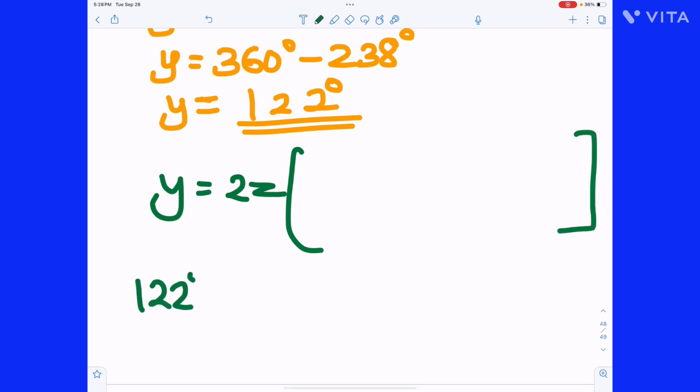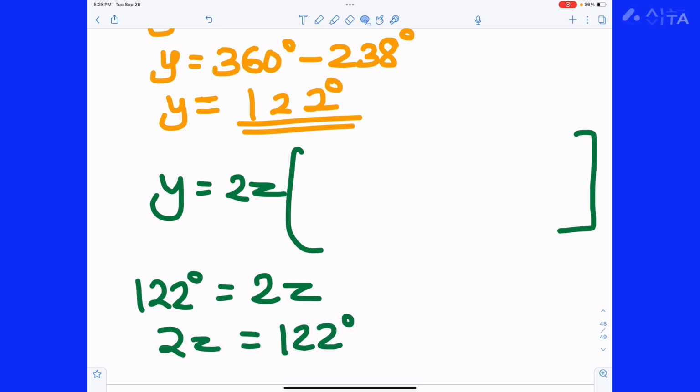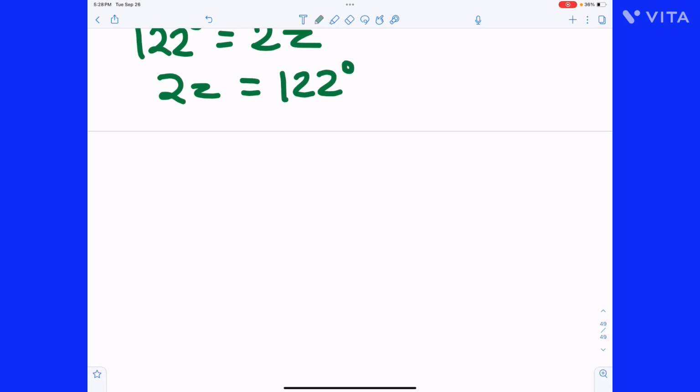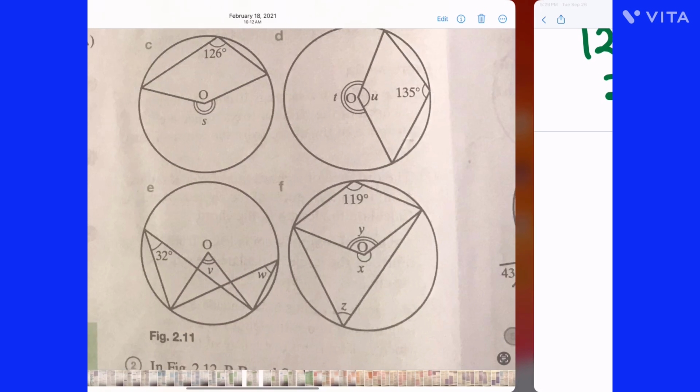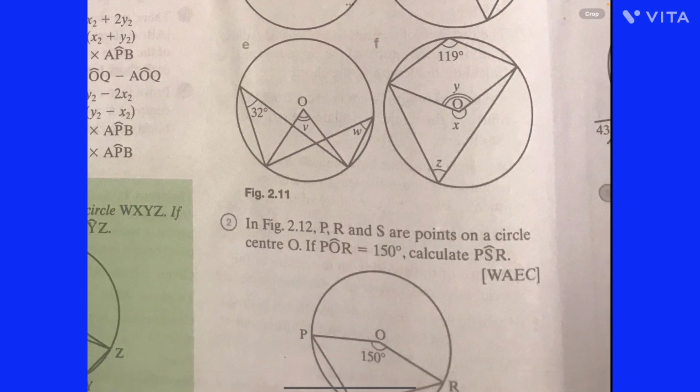So 122 is 2Z. 2Z is 122. Then what? Z is 122 over 2. Z will be 61 degrees. So that ends question F. Let's now go to number 2.